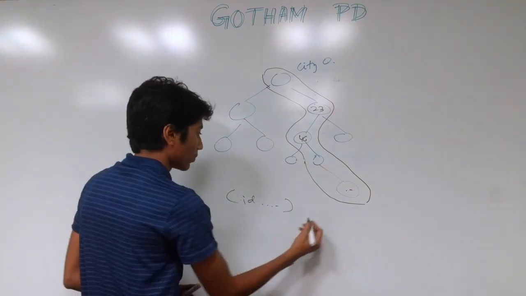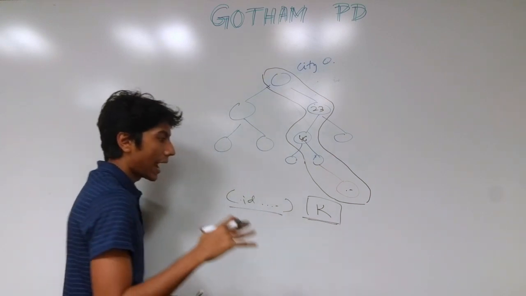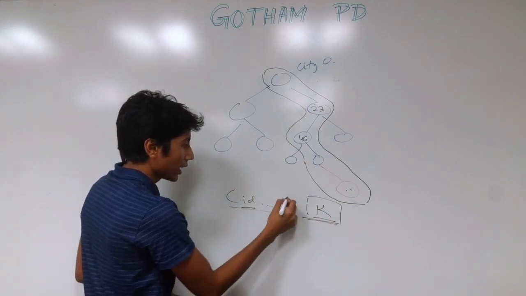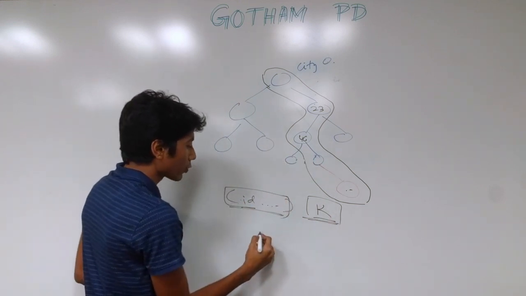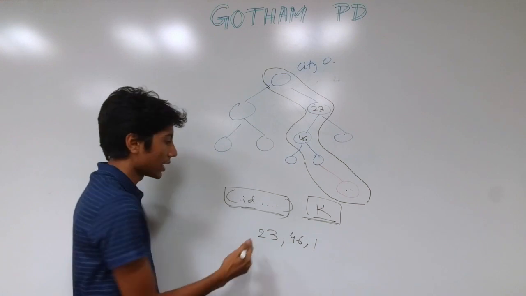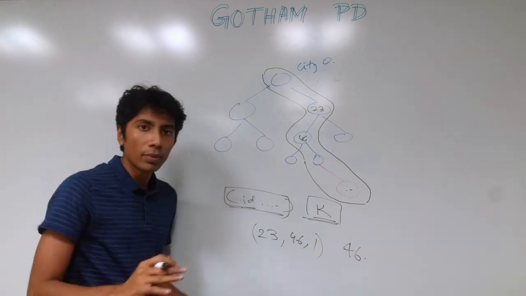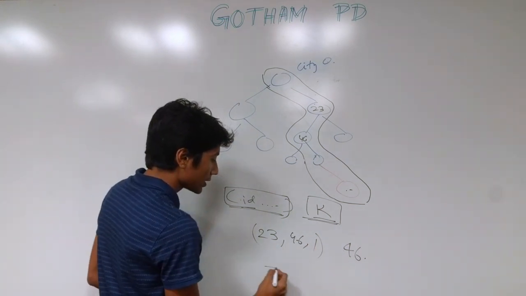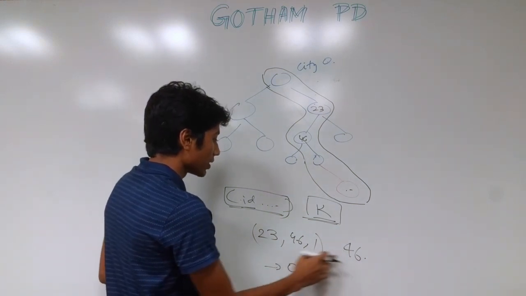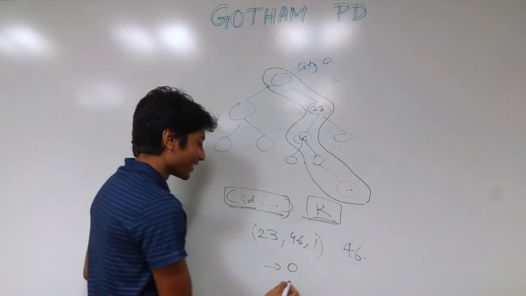and you take another number K, which will be provided in the query itself. You take this list and this number, and you find the maximum XOR possible with K for any ID in the list. For example, if you have 23, 46, and 1 as your ID list, and K is 46, then you need to find both minimum and maximum actually. The minimum over here is of course 0. The maximum will be 47 with this one. You need to find the maximum XOR.